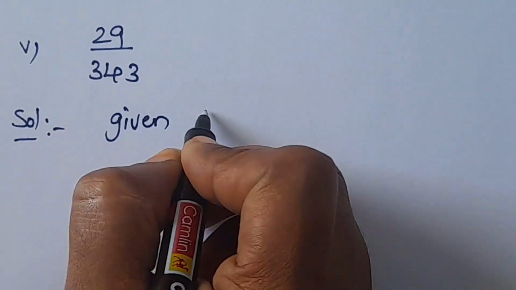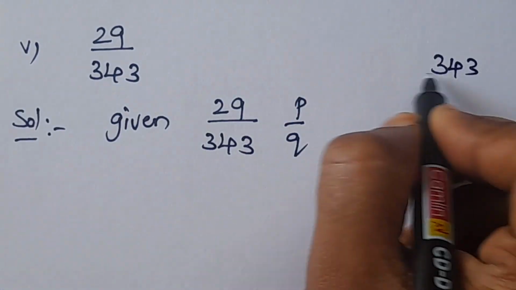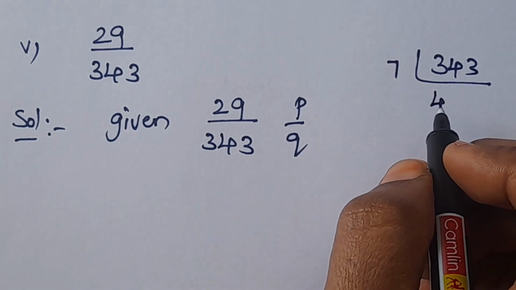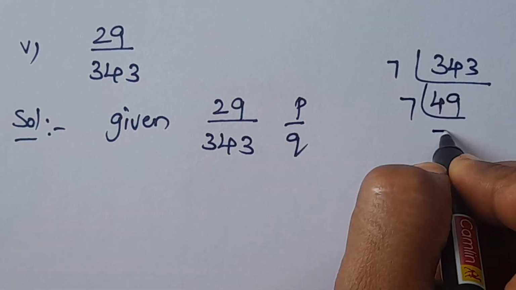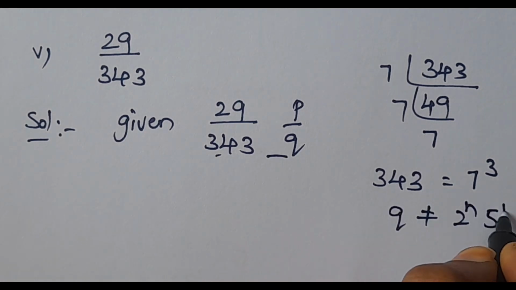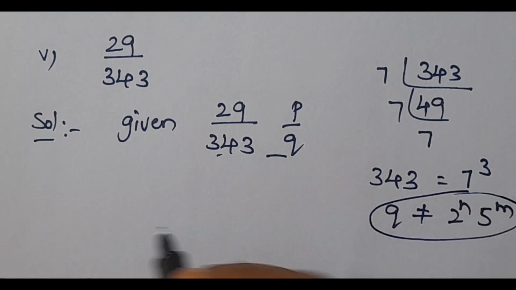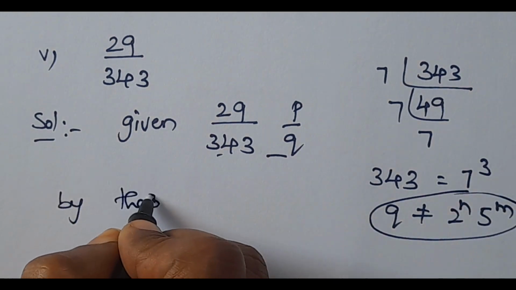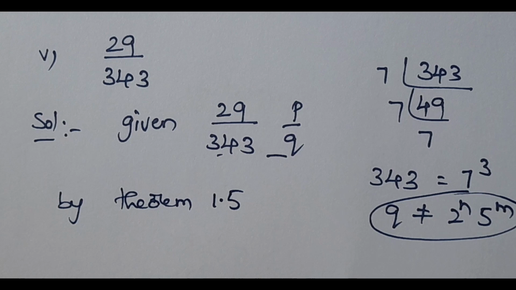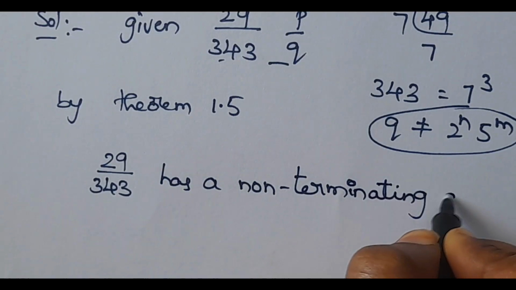Fifth bit, 29 divided by 343, which is in the form of p by q. We have to find the factorization of the denominator. Write 343 as 7 cube, which is not of the form 2 power n into 5 power m. It's clear that by using Theorem 1.5, the given rational number has a non-terminating decimal expansion.